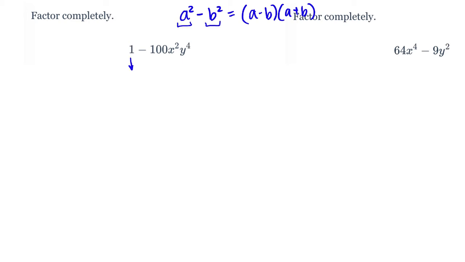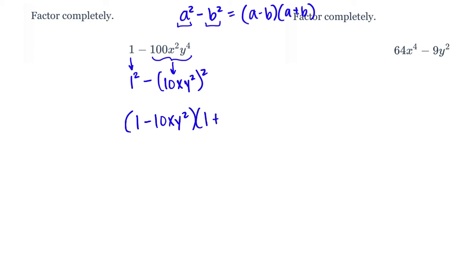So in this case, 1 squared is 1. And in this case, we have 100, which is 10 squared. We have x squared, which is x squared. And we have y to the 4th, which is y squared squared. So 1 operates like my a, and 10xy squared operates like my b. So when I factor this, I would have 1 minus 10xy squared and 1 plus 10xy squared.